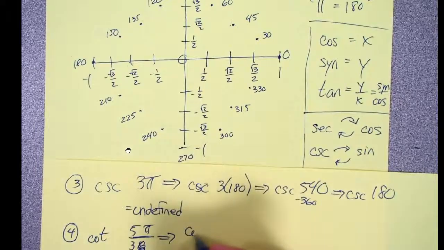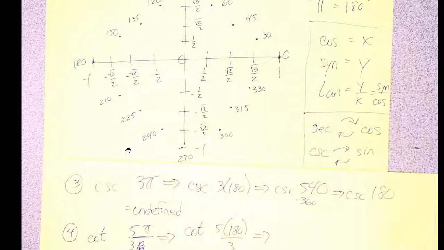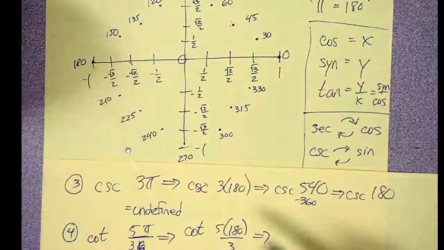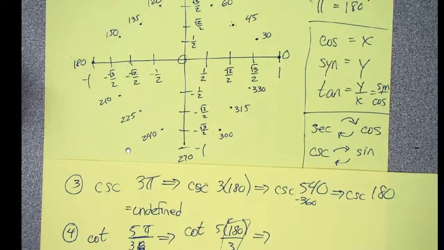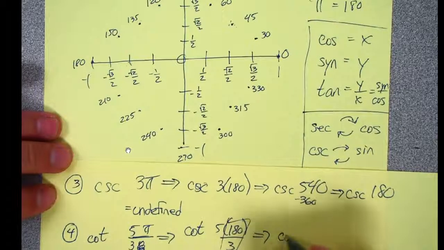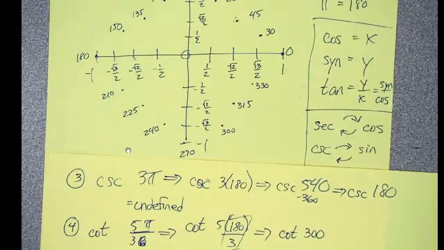So again, we're thinking about that as cotan of 5 times 180 divided by 3. So I'm going to take the 180 divided by 3, because that part's easier to work with first. So 180 divided by 3 is 60. 5 times 60, so I really want the cotan of 300 degrees. Cotan is tan flipped over.